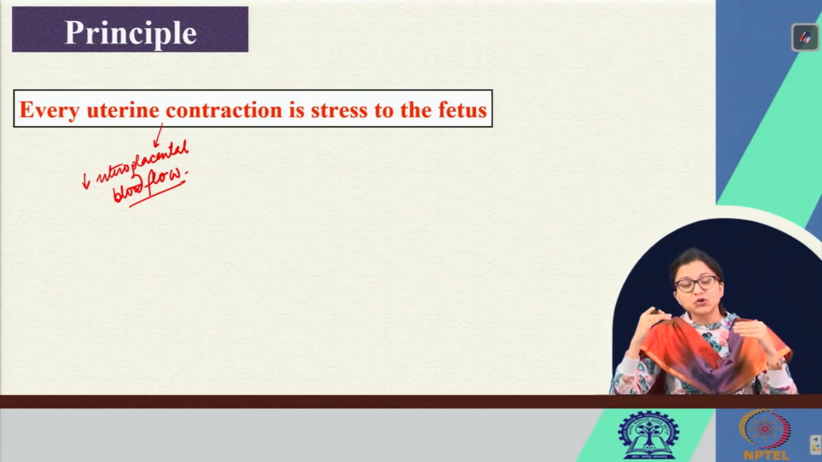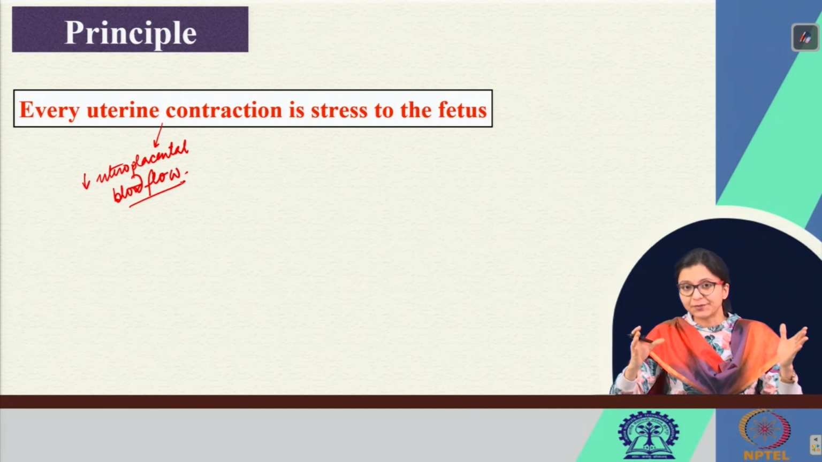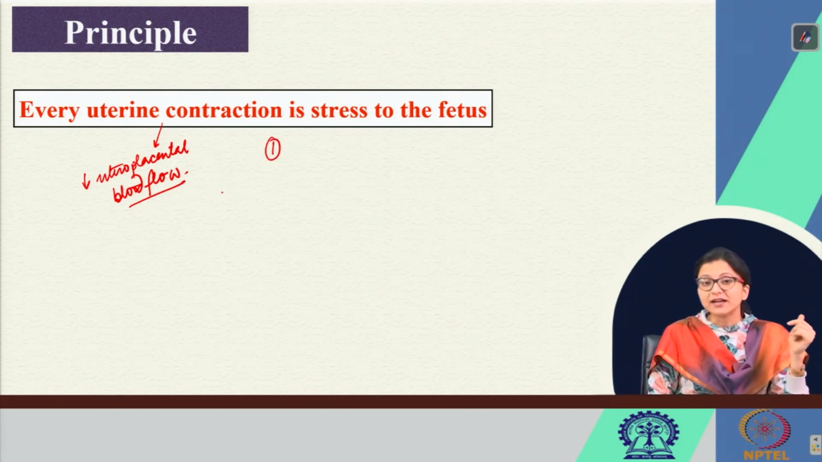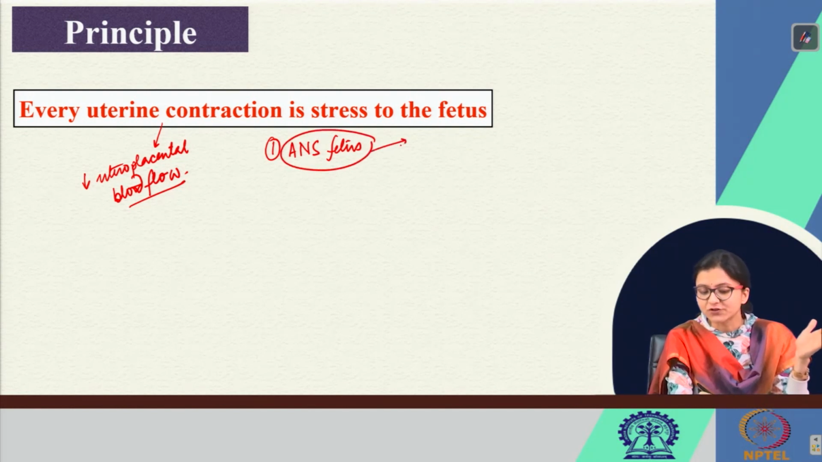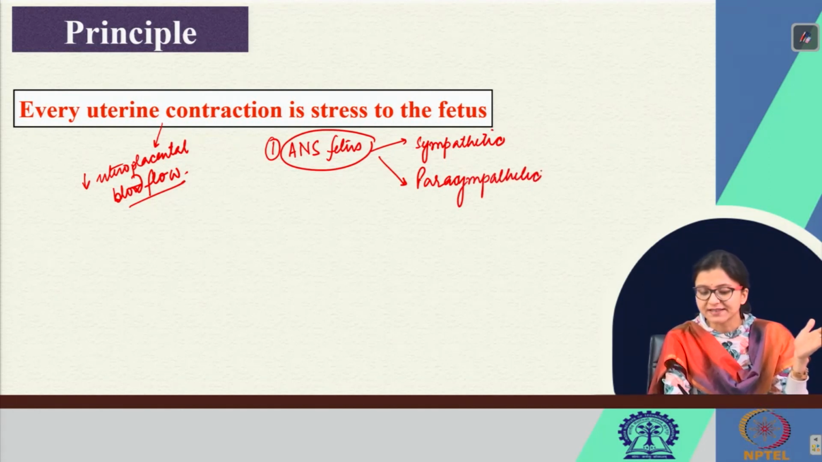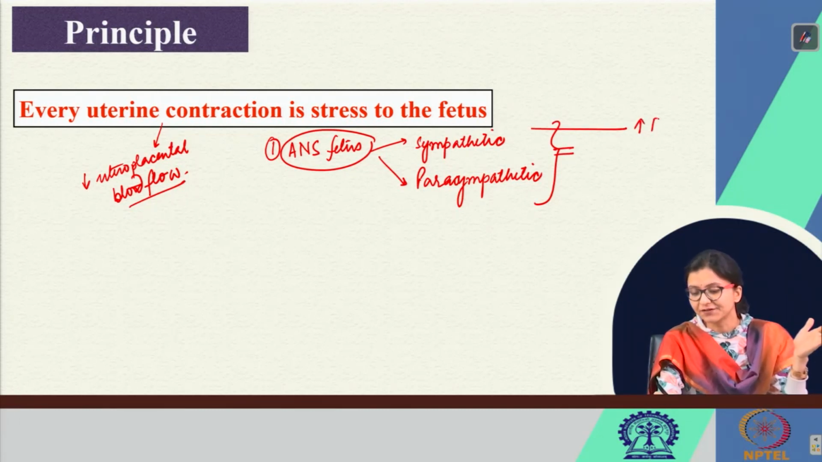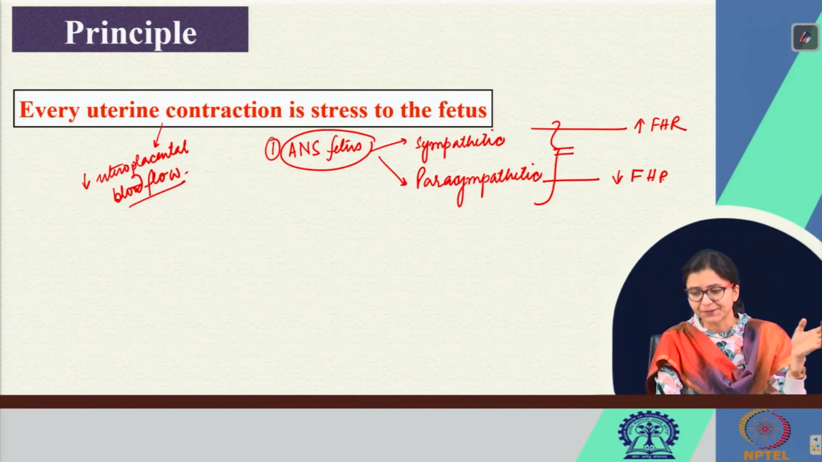Now, coming to the principle behind it. Every uterine contraction that occurs during labor is a stress for the fetus, because with every uterine contraction there is a decrease in the uteroplacental blood flow. As the blood flow decreases during the contraction, there is more compromise on the part of the fetus. So, there are various mechanisms operating at the fetal level to compensate or to survive this stressful condition of labor.